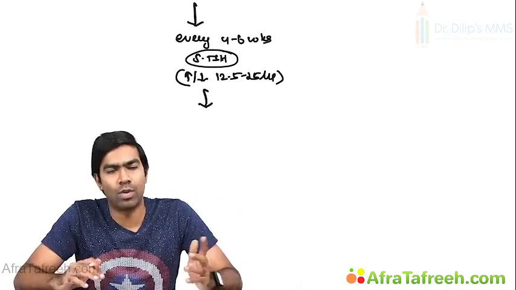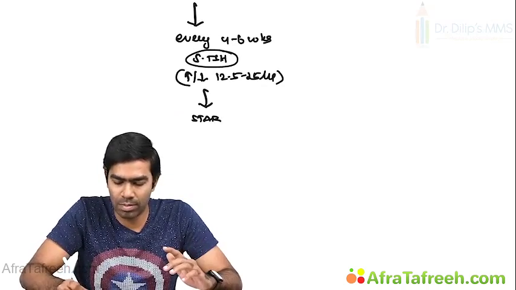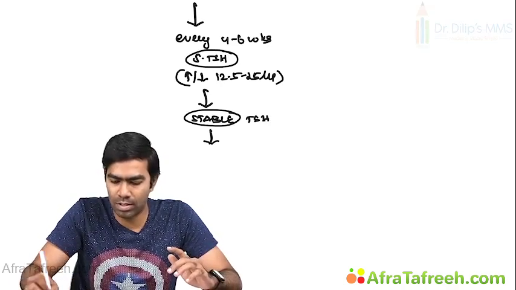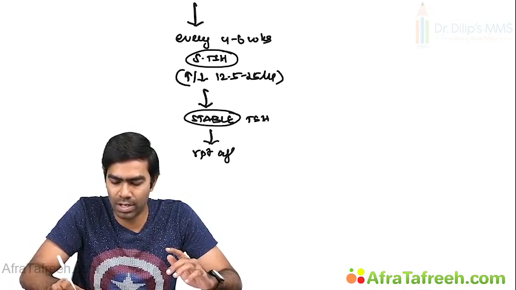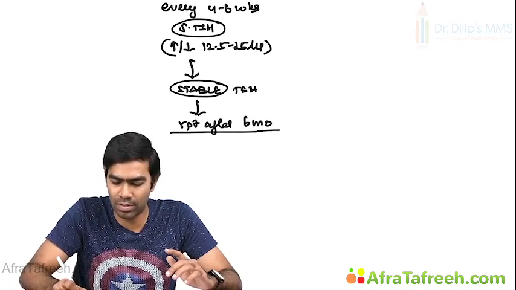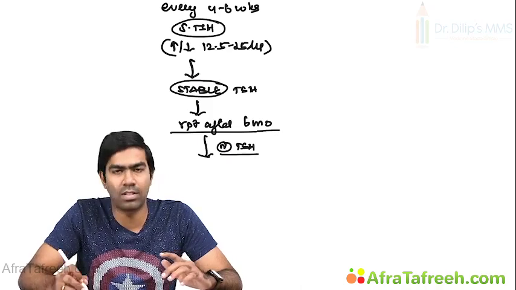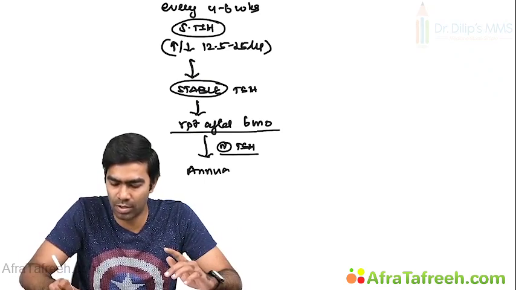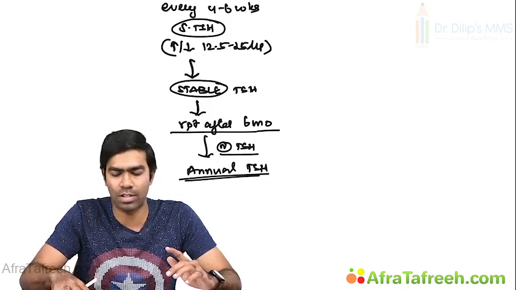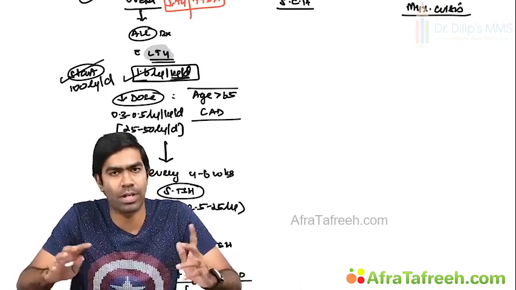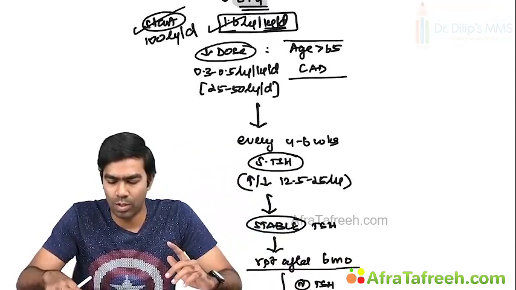Then after this 4 to 6 weeks, at one point of time, TSH will become stable. Once the TSH becomes stable, you can repeat after 6 months. If you still see a normal TSH after 6 months, in the sense, you need not do anything, just monitor annually after that. Annual TSH. Every year you can do a TSH. That's it. So this is how you monitor a patient with overt hypothyroidism. And the dose adjustment I mentioned already. And what is the goal, target?